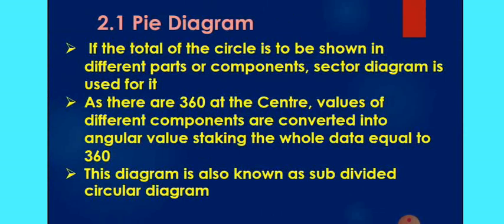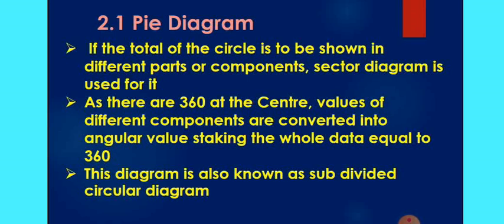So what do you do? If the total of the circle is to be shown in different parts or components, a sector diagram is used for it. A circle, the whole angle, is 360. So the given data we convert into angles. As there are 360 at the center, the values of different components are converted into angular values, taking the whole data equal to 360. Another name for the pie diagram is circular diagram. So this is the main thing in pie diagram.